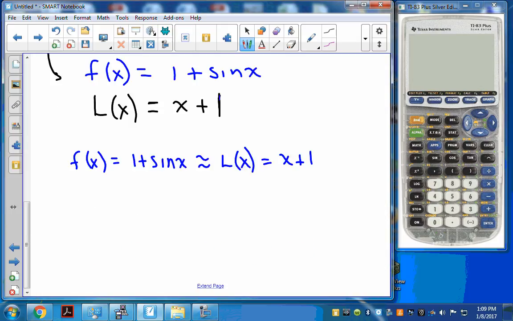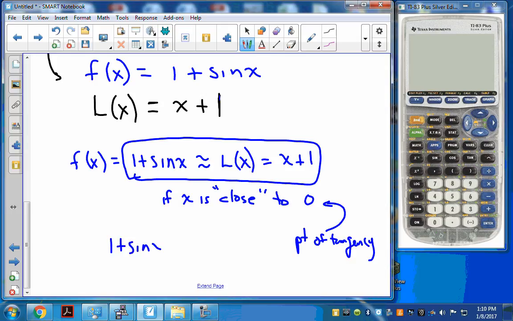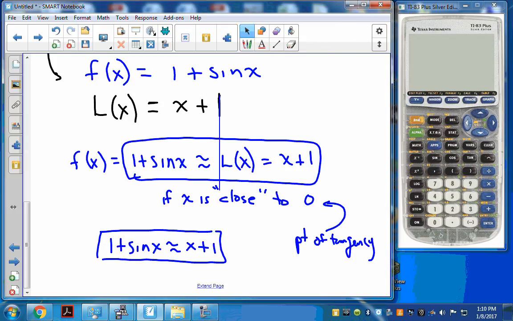And I'm going to make the note here that this approximation is reasonable if x is close to 0. And we just might want to note 0 is the point of tangency. So 1 plus the sine of x is about the same as x plus 1, and that's a reasonable statement as long as x is close to 0. Now, turn the page, 236.